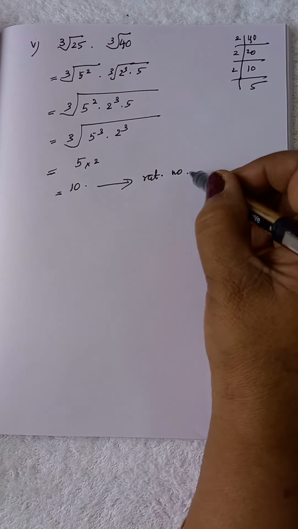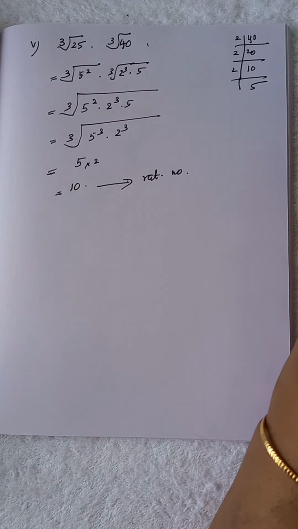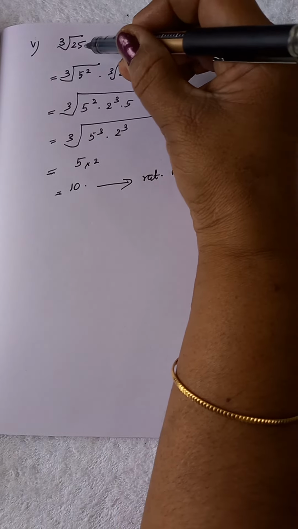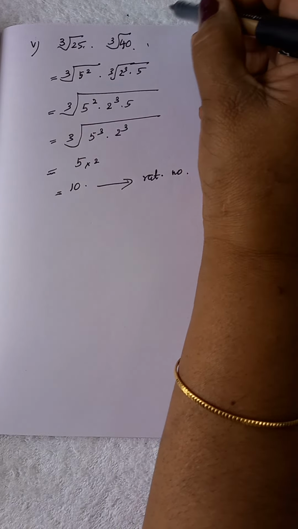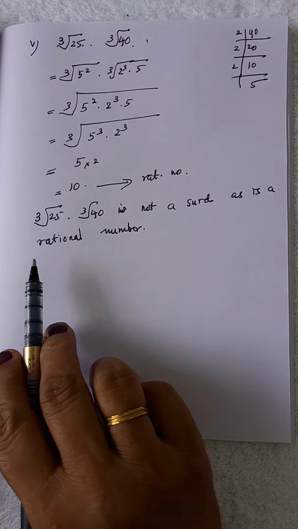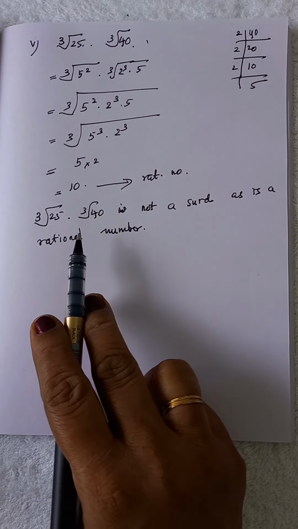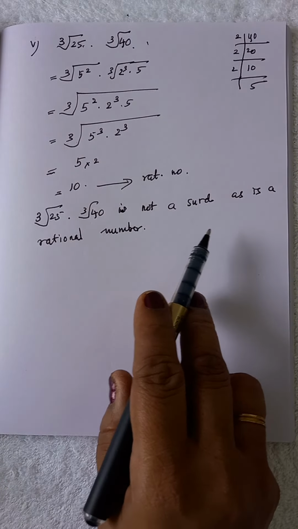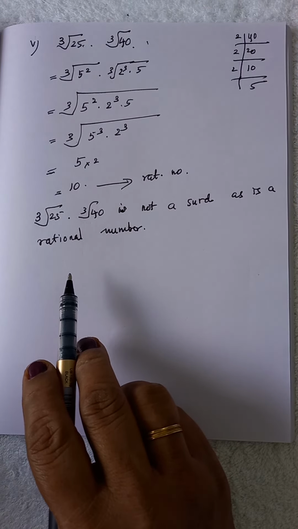So, the condition for this to be a surd is not satisfied, though this 25 and 40 are positive rational numbers. So, we can say that this cube root of 25 into cube root of 40 is not a surd as it is a rational number.